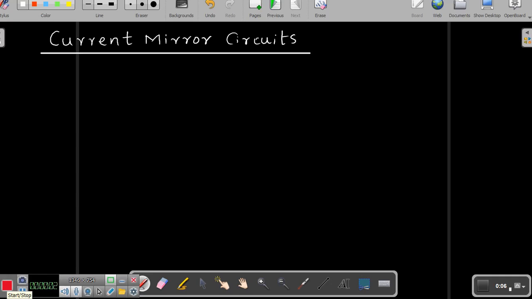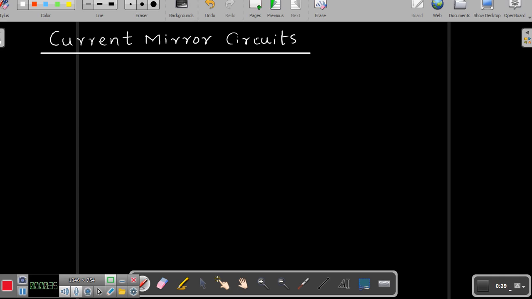So today we will discuss one more important concept, which is referred to as the current mirror circuit. As you can see in front of your screen, first let us try to understand what exactly we mean by the current mirror circuit and why current mirroring is required in your MOS amplifiers.